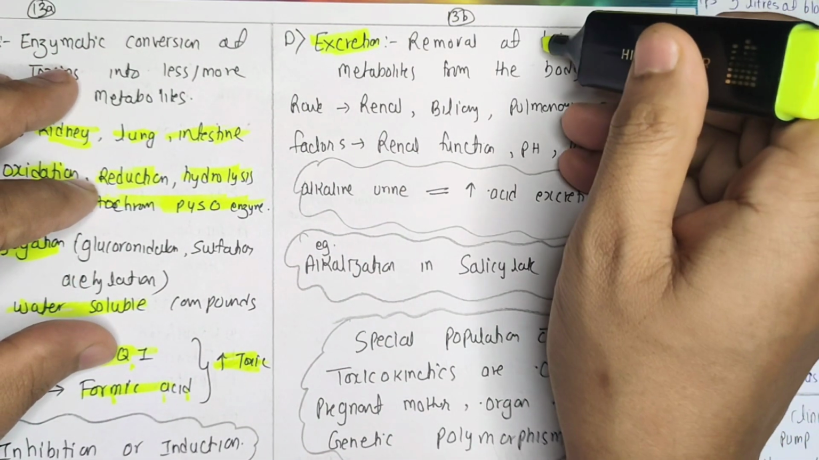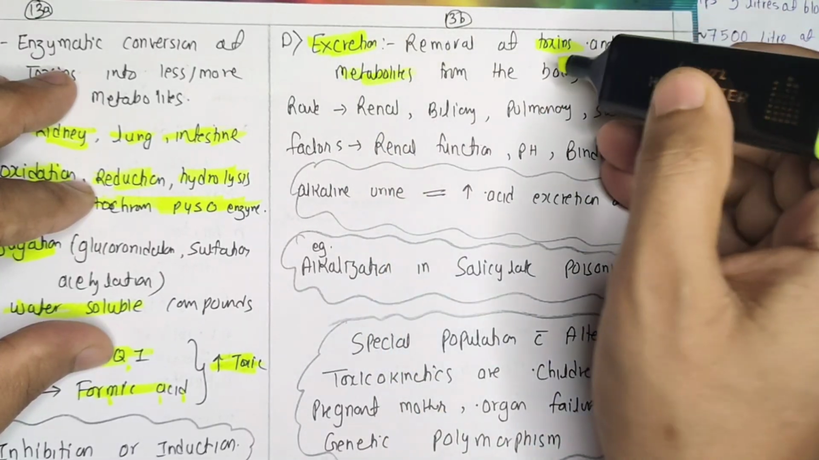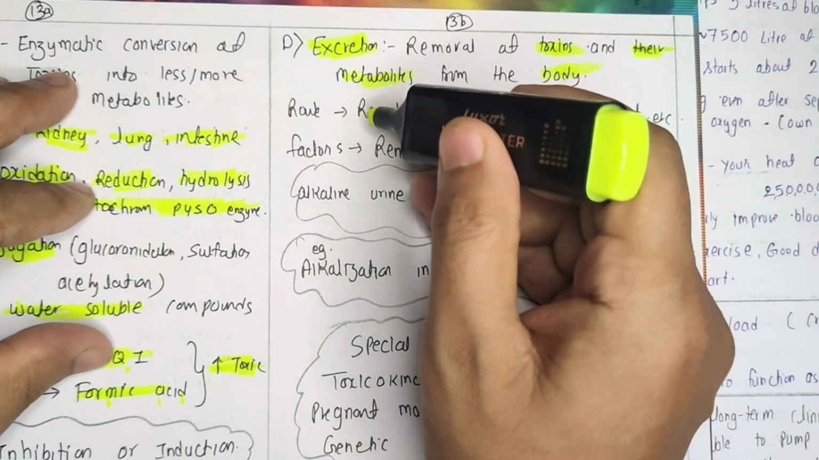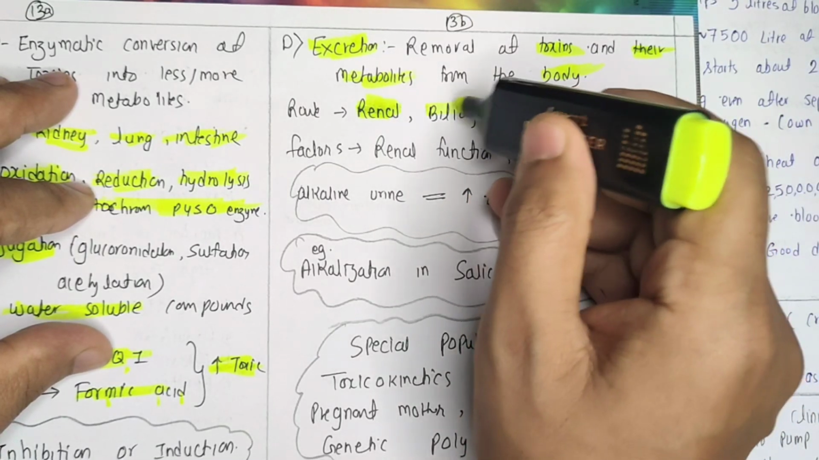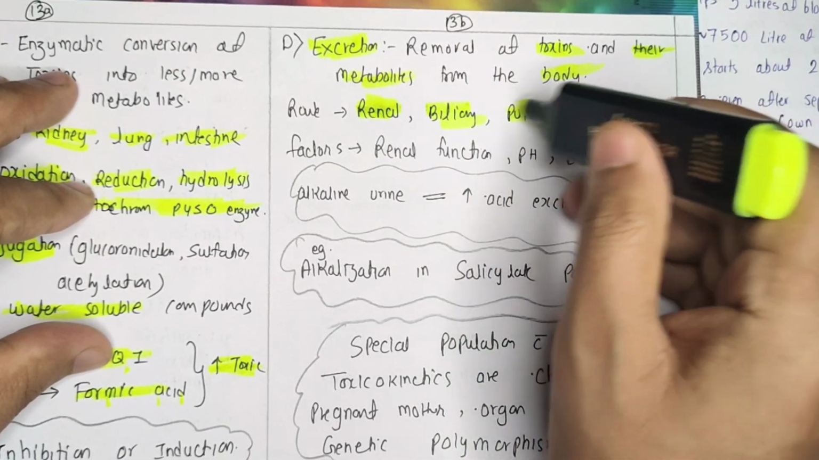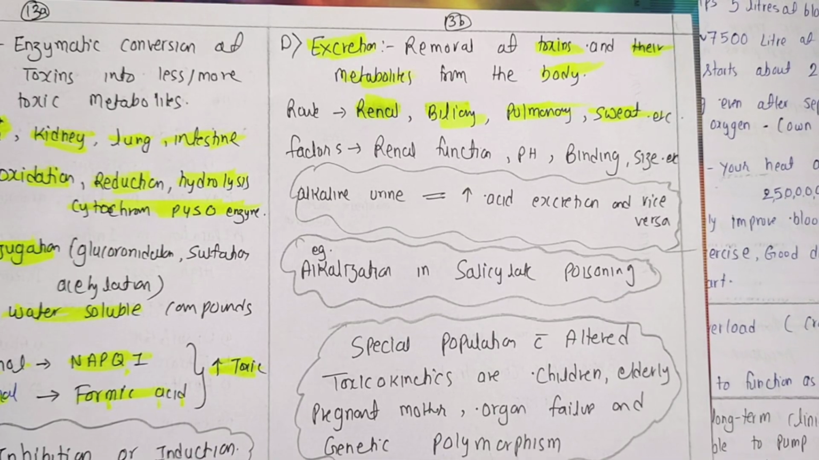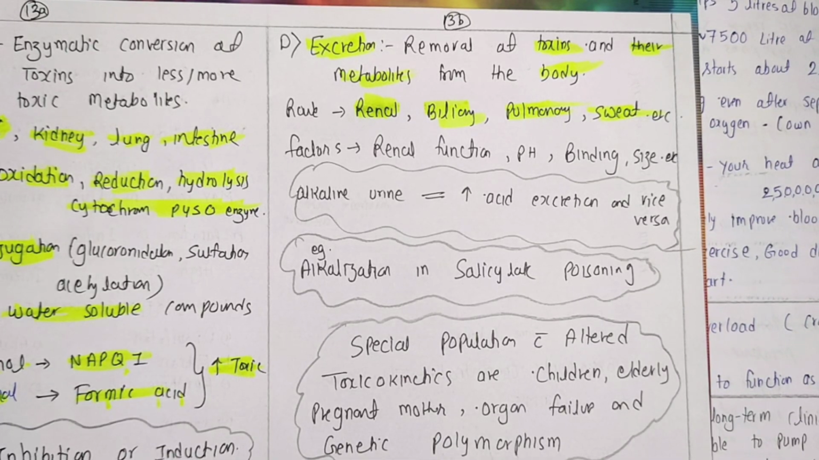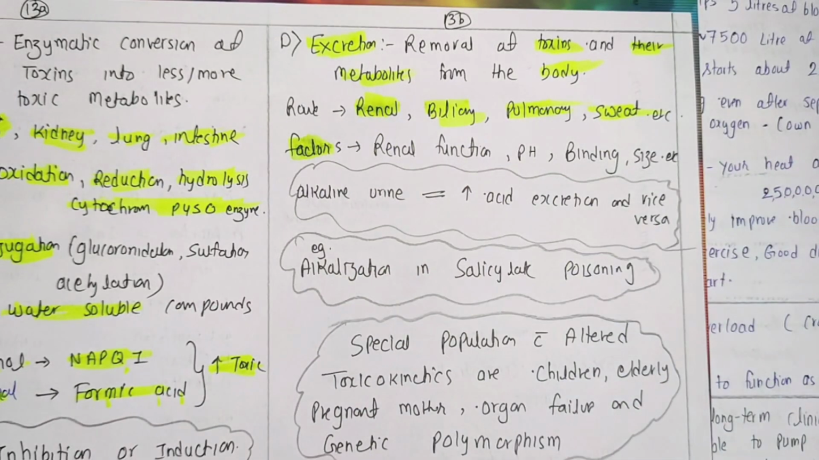Excretion means removal of toxic substances or their metabolites from our body. In excretion, the renal route is the major route. Sometimes they may be excreted through the biliary route, pulmonary route, or sweat glands also. Renal function, glomerular filtration rate, pH of our urine, binding of these drugs with proteins, and the molecular size of this protein are all factors which will affect the elimination process.